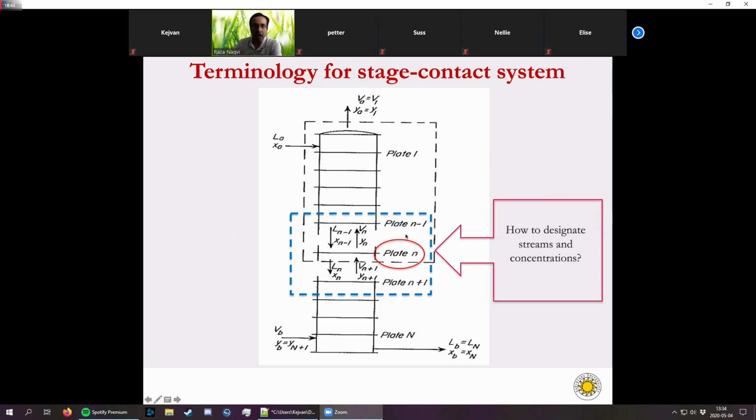But for an ideal stage, when we say that this particular plate is ideal, the streams which are leaving the plate, Vn and Ln, should be in equilibrium. Then we can call it an ideal stage or equilibrium stage, or an ideal plate. So this is very important. The streams entering a particular stage should not be in equilibrium, but for an ideal stage or ideal plate, the streams leaving the stage should be in equilibrium in order for us to call it an ideal stage.